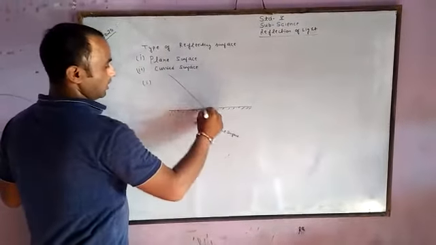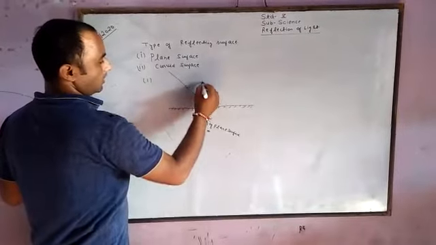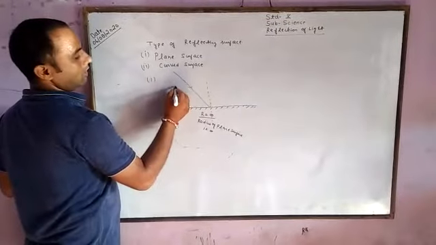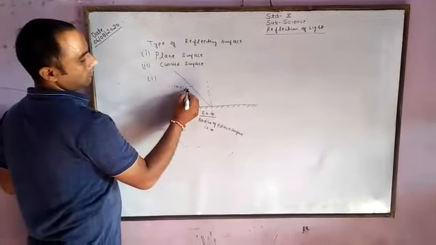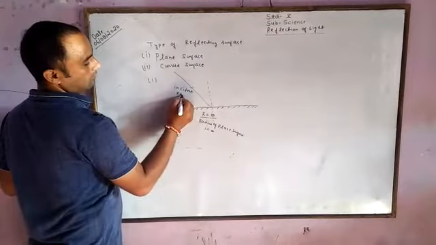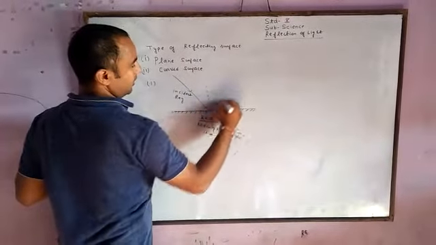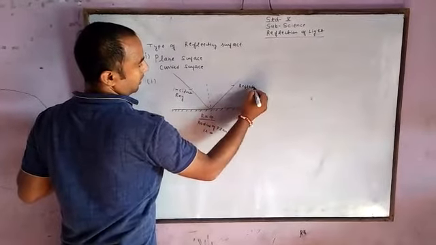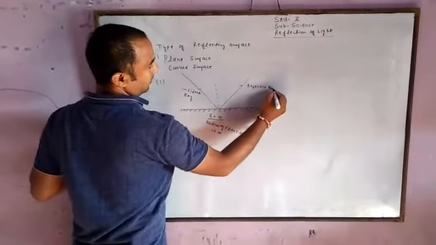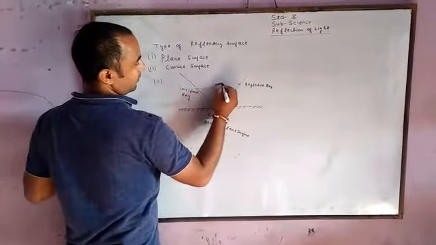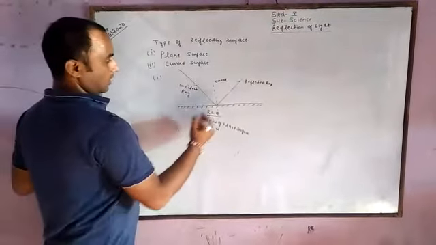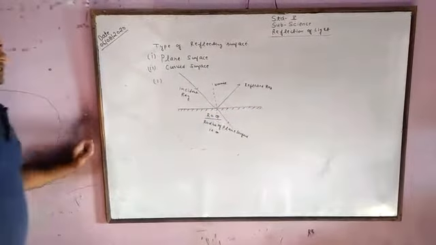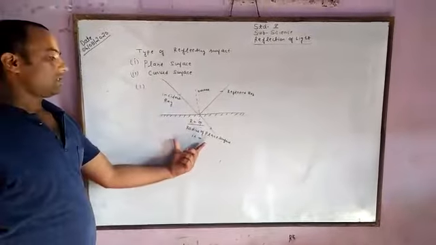And this is the incident ray. This is the normal. In the previous lecture we told about the incident ray. And this is the reflected ray, and this is the normal. And this is the refracted ray also. Some part is refracted, some part is reflected. These are the plane surface phenomena.